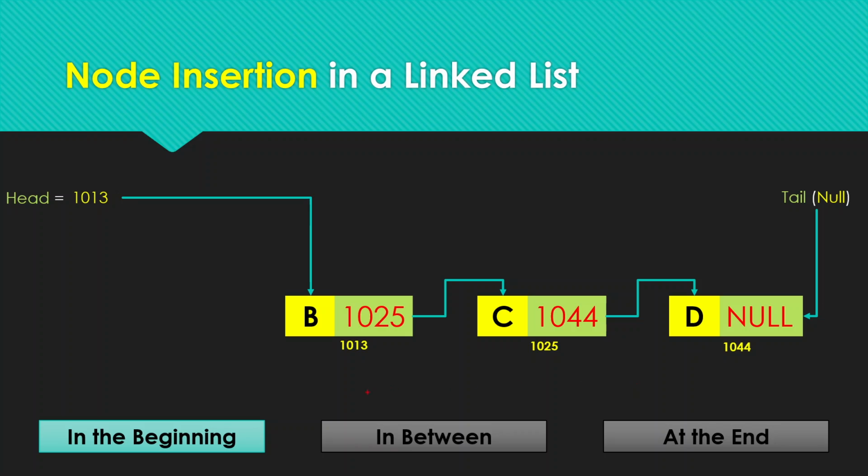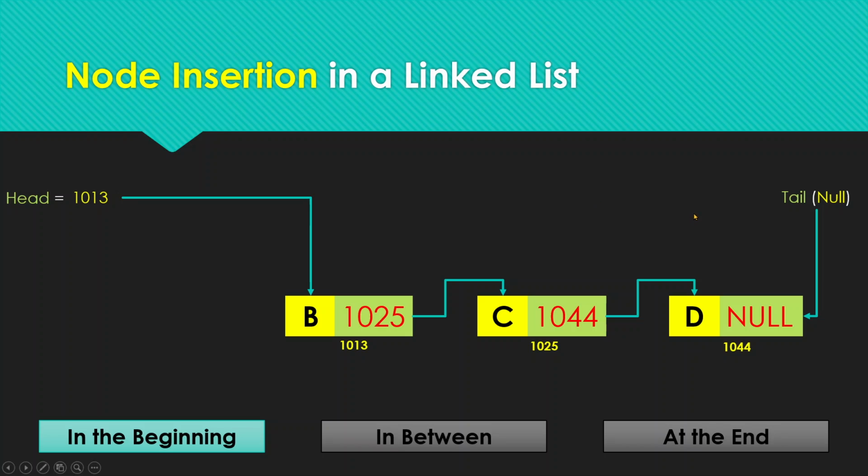Now, there are three possibilities for inserting a node in a linked list. You can either insert it at the beginning, that is at the head of the linked list, or insert it in between two nodes of the linked list, or insert it at the end. In this particular video, we want to focus on inserting at the beginning of the linked list.